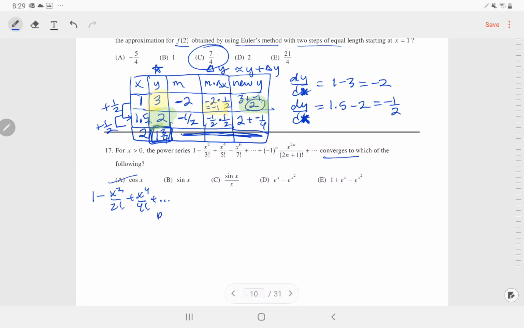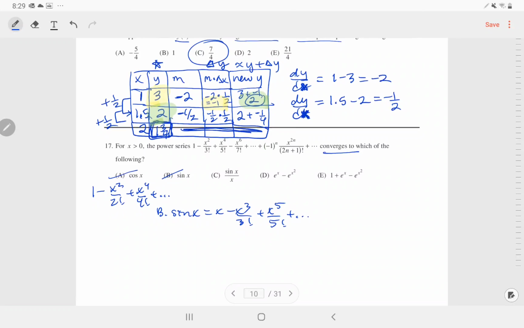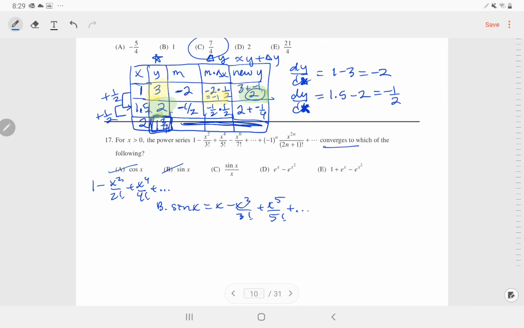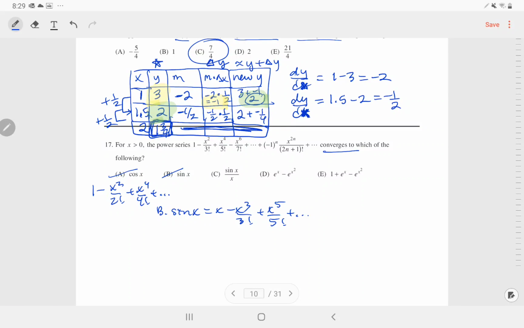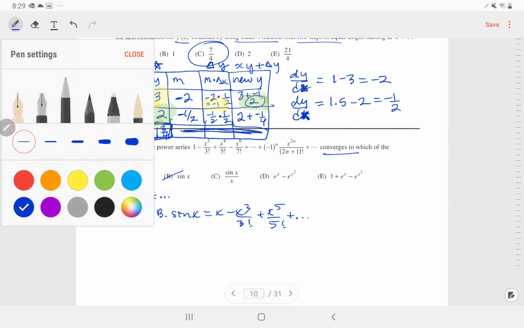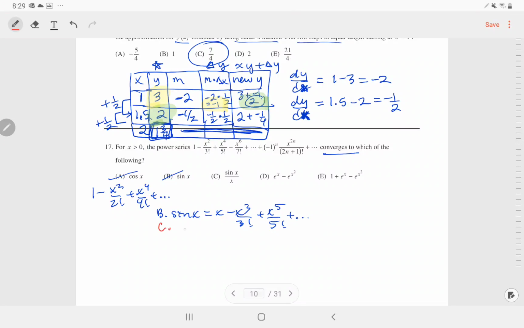Okay, sine, b. Sine is x minus x cubed over 3 factorial plus x to the 5th over 5 factorial plus ... Not that. Looks like that, though. Oh, I like C. Because to do C, let me do C on top of B. What if I divided by x?